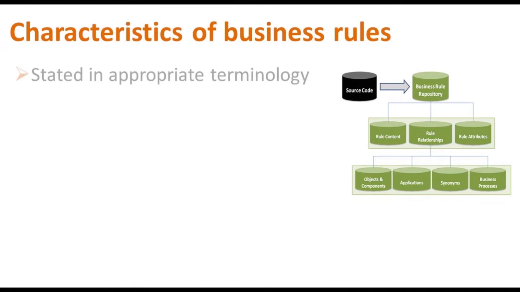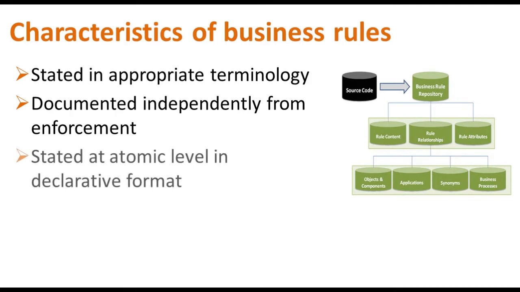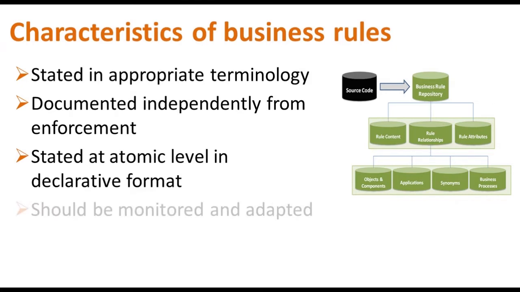So what are some of the common characteristics of business rules? They should be stated in appropriate terminology. That means people understand the terminology that you are using. They should be documented independently from enforcement. So that means rule enforcement is different from rule definition. It should be stated at an atomic level and in declarative format. So that means you can't break down a rule further. It should be monitored and adapted over time, because businesses change and rules must change.